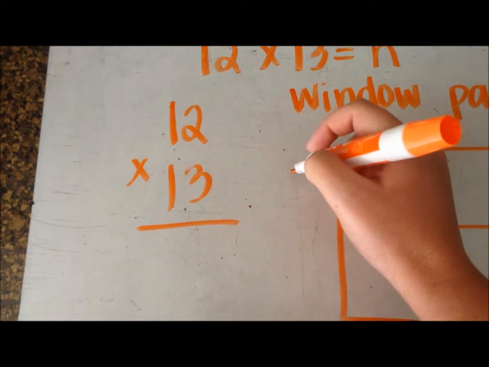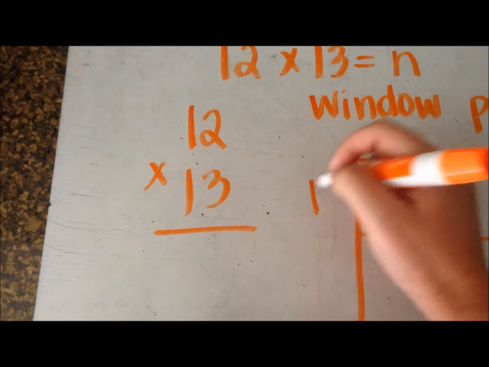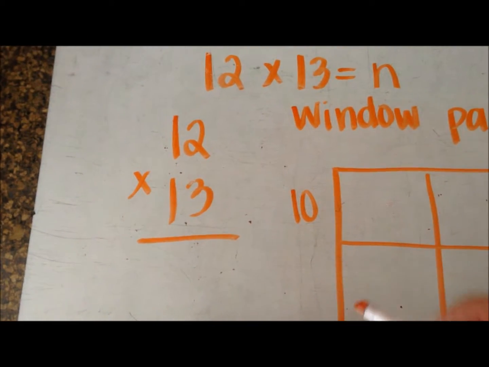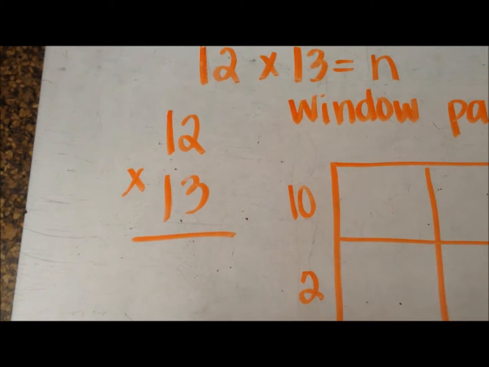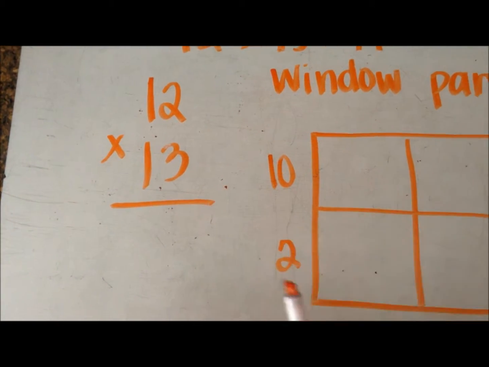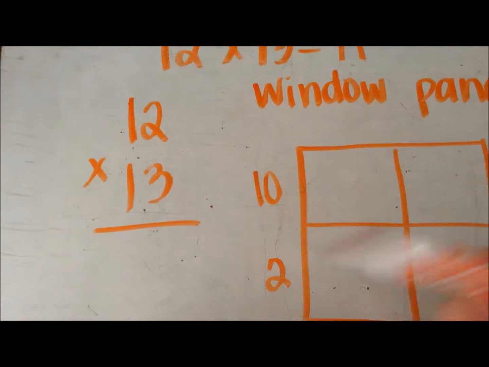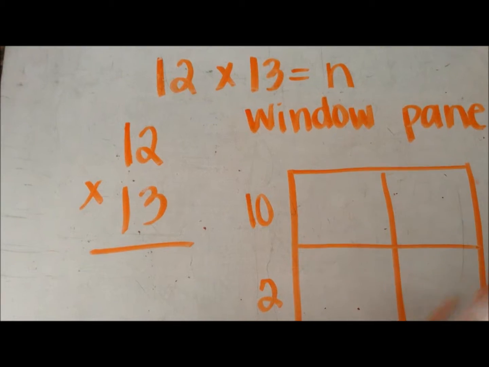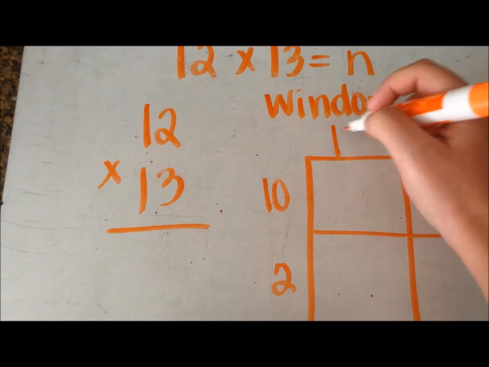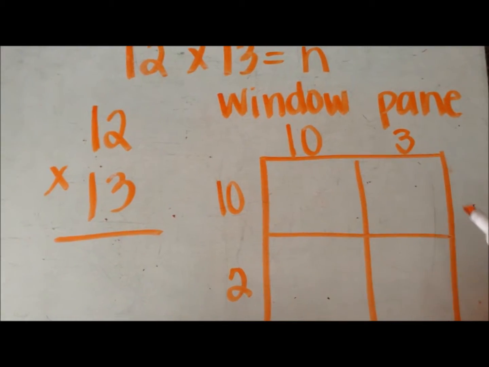So I always have them write the tens place here. Since there's one set of 10, the value of that's 10. And since there are two ones, we put our 2 right here. So this is the tens place and this is the ones place. Okay. The next number 13 we can put on top. We're going to do the very same thing. We have a set of 10 and we have a set of 3 ones.